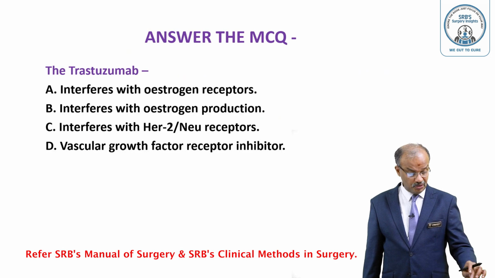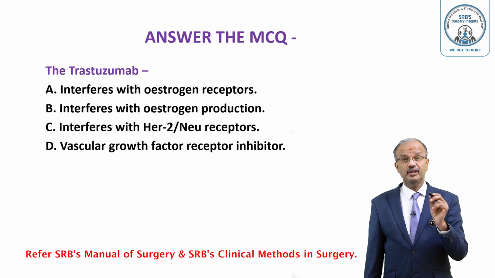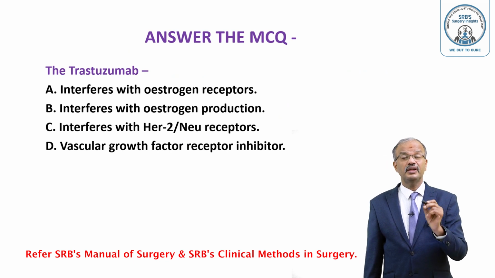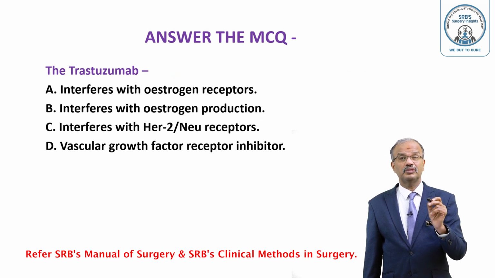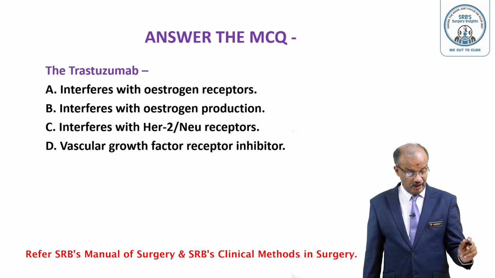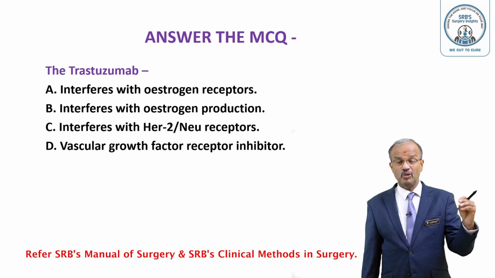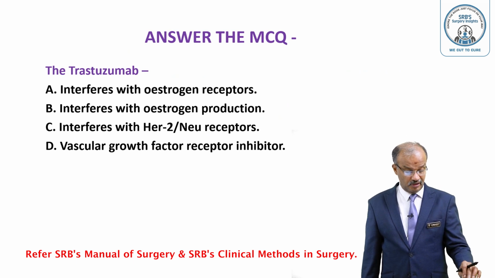Answer the MCQ. Trastuzumab is A, B, C, D. Which one is the right answer? Please put it in the comment box. I will appreciate, I will acknowledge your answer and get back to you with the probable explanation. And again, go through my manual of surgery for details about all these answers. It will be there. You will get the answer from my manual book.